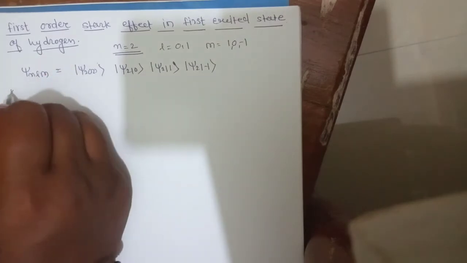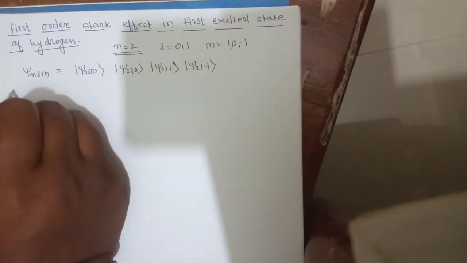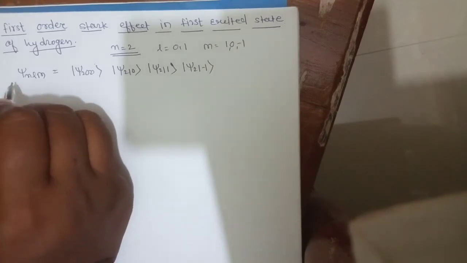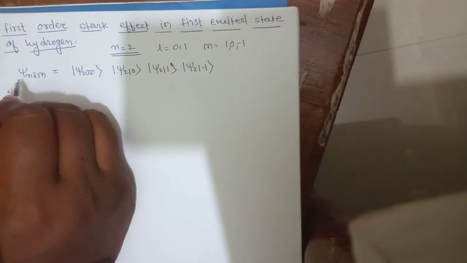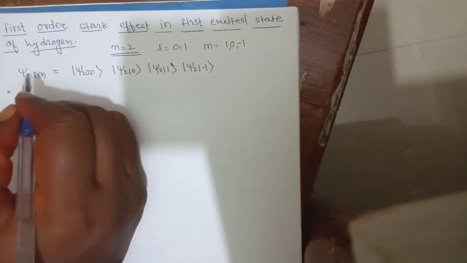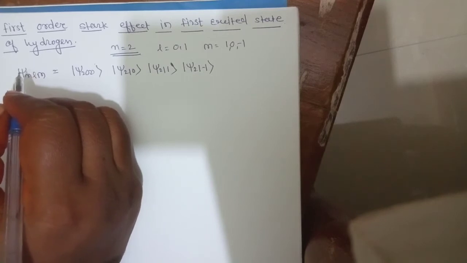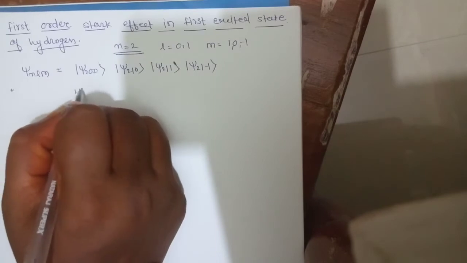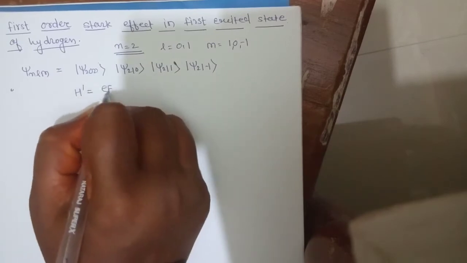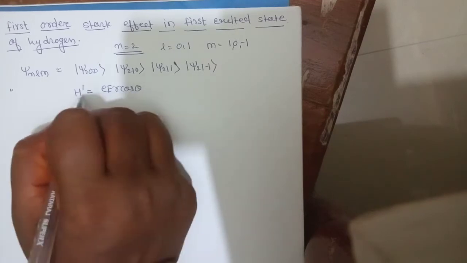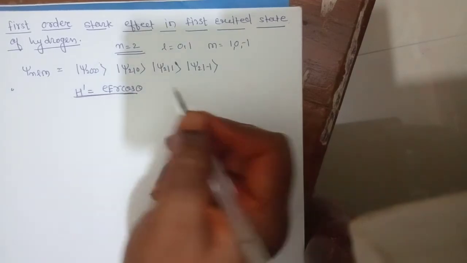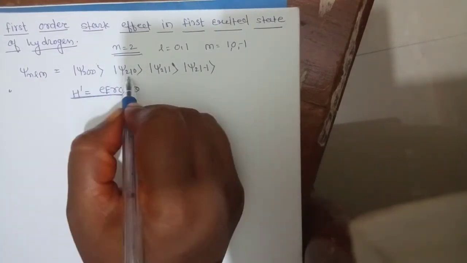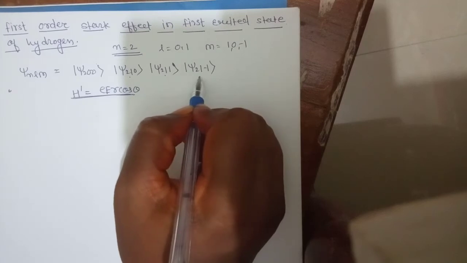As we saw in the first order Stark effect in the ground state of hydrogen, we derived the perturbation there. We consider the electric field applied along the z axis, and that electric field interacts with the dipole moment. Then the perturbation becomes e r cos theta. The question arises in our mind: how can we calculate psi 2 0 0, psi 2 1 0, psi 2 1 1, and psi 2 1 minus 1?